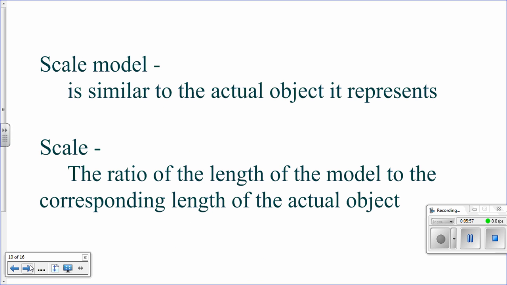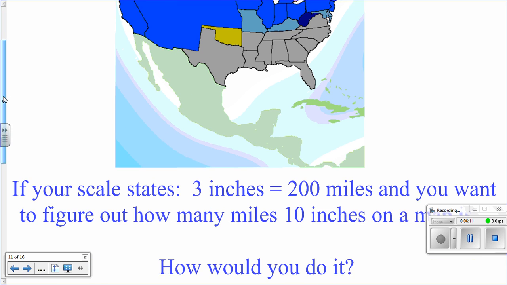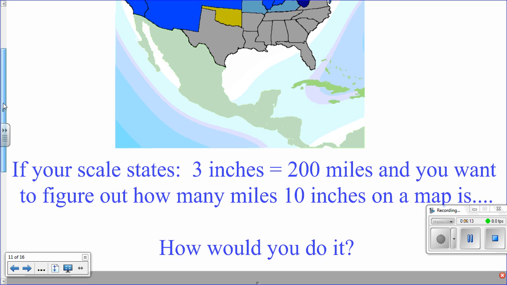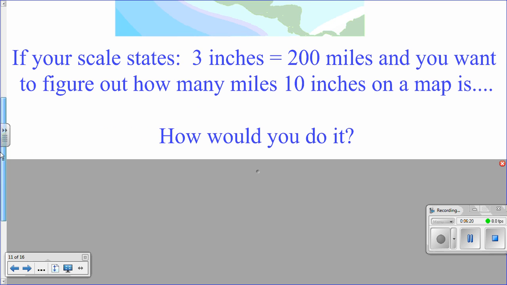A scale model is similar to the actual objects it represents. A scale is the ratio of the length of the model to the corresponding length of the actual object. Here's a map of the United States. If your scale states 3 inches equals 200 miles, and you want to figure out how many miles 10 inches is on the map, how would you do it?